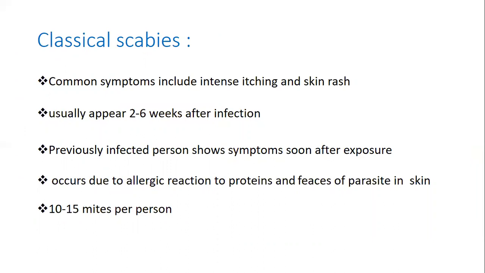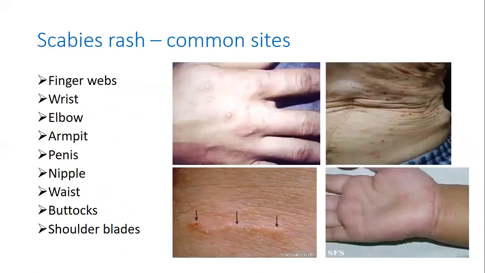First, classical scabies. The common symptoms include intense itching and skin rash, usually appearing 2 to 6 weeks after infection. If the person was previously infected, he will show symptoms soon after exposure. Both immediate and delayed type allergic reactions are seen in scabies. These allergic reactions occur due to the proteins and feces of the parasite in the skin. Normally, in classical scabies, 10 to 15 mites might be present in the person.